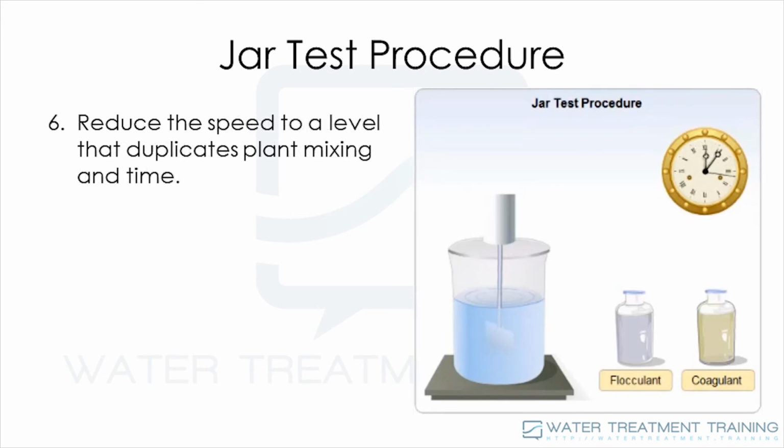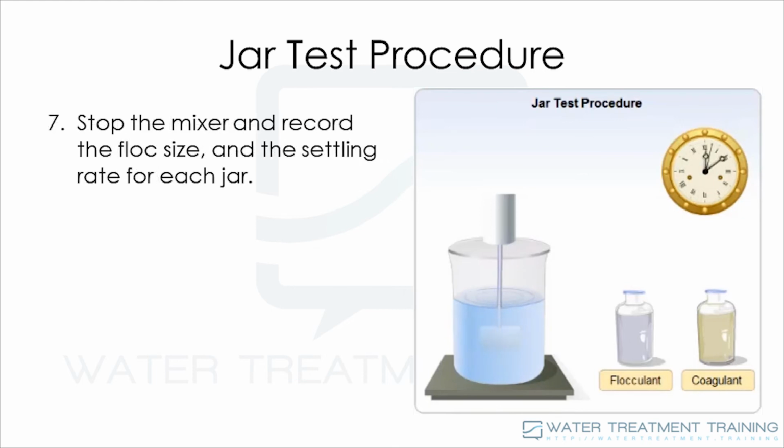After you have added the flocculant, immediately reduce the speed and run for duration that simulates the mixing of the flocculants in the plant. This is usually 20 to 30 rpm for 5 to 10 minutes. During this stage, if the flocculants work effectively, you should see flocks starting to grow in size.